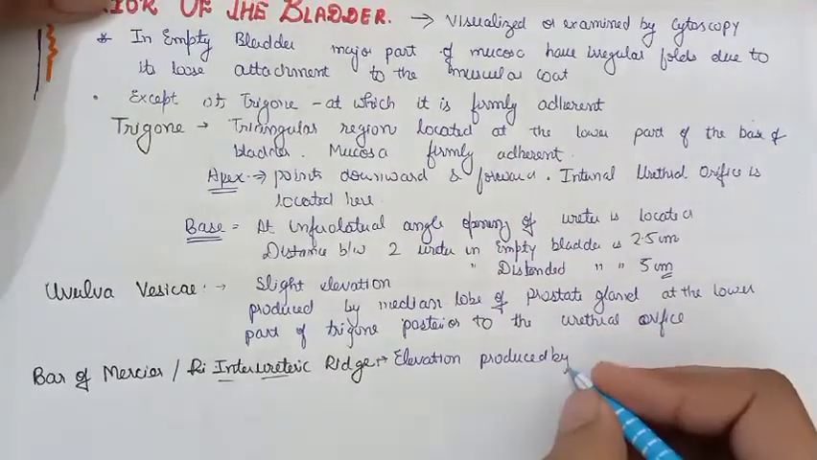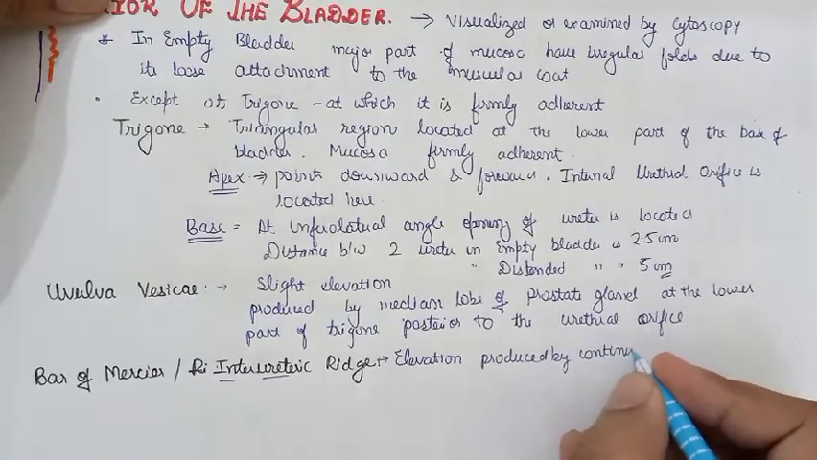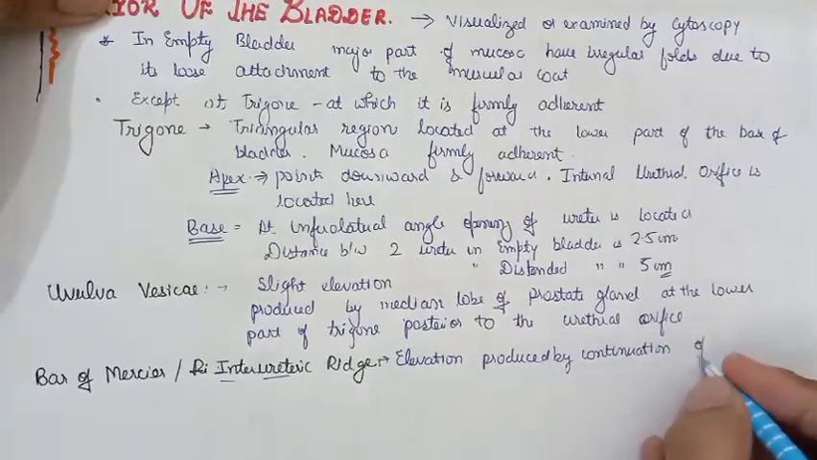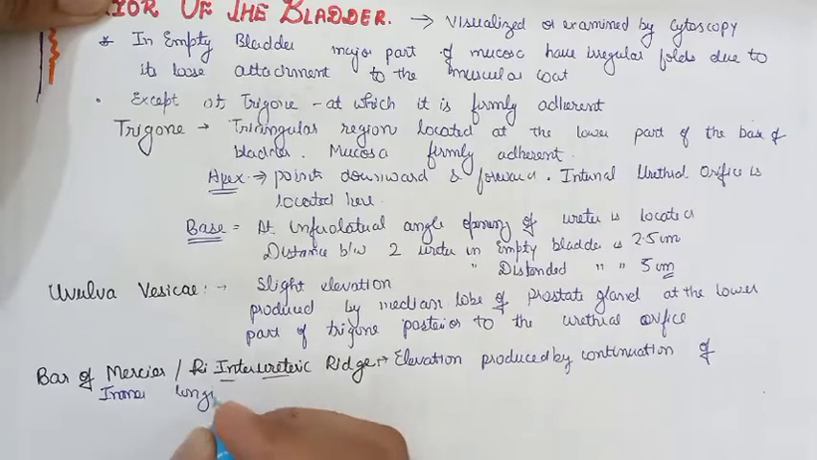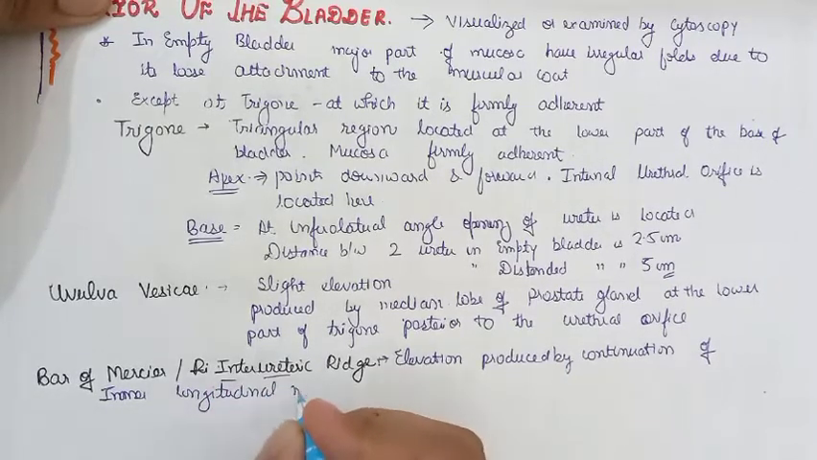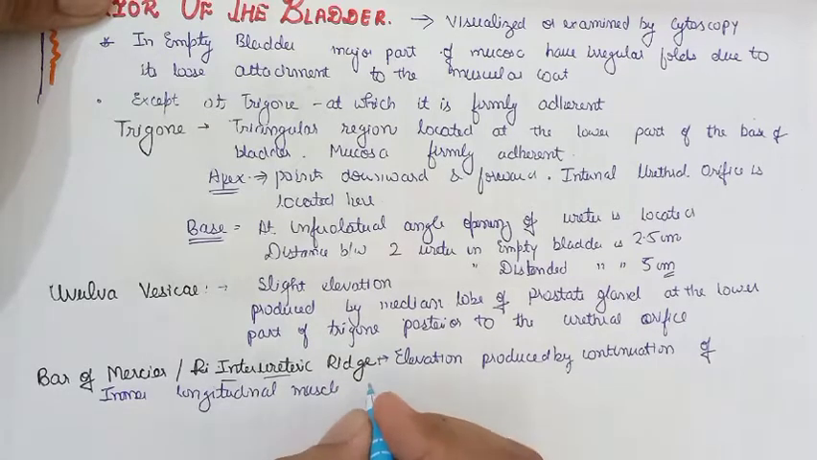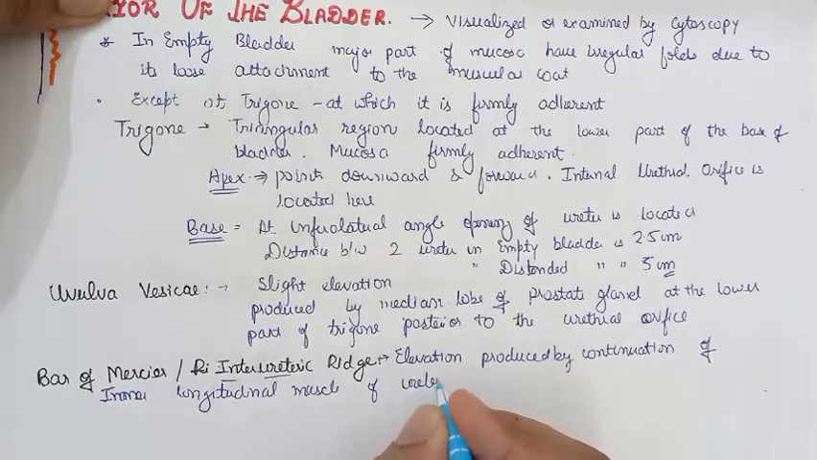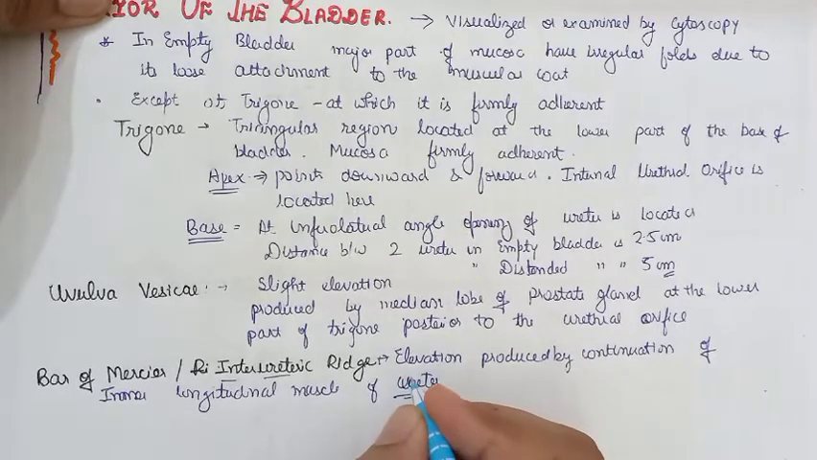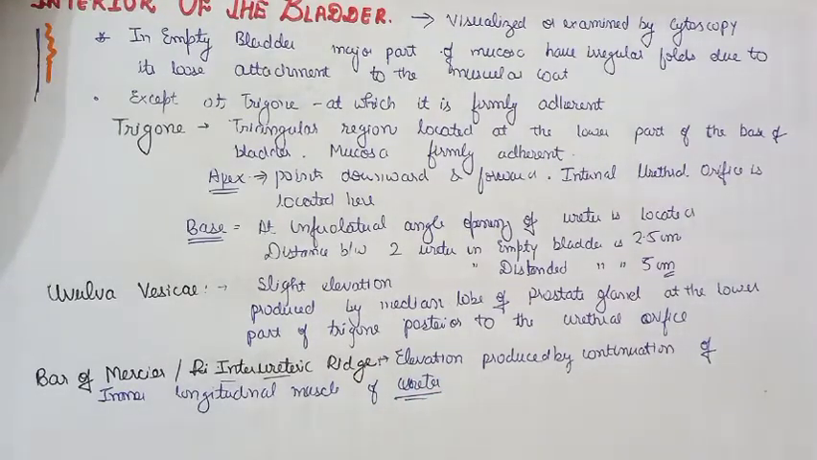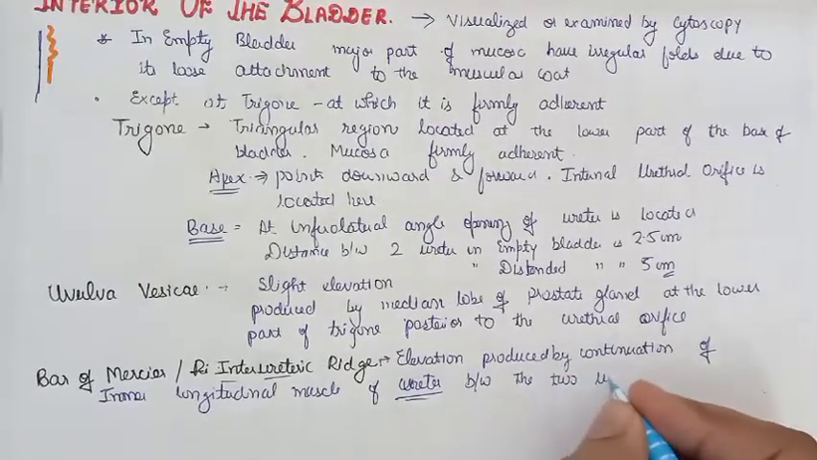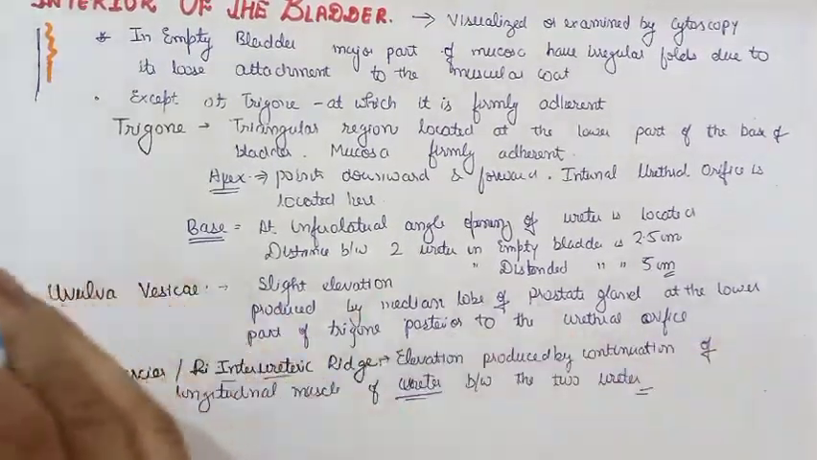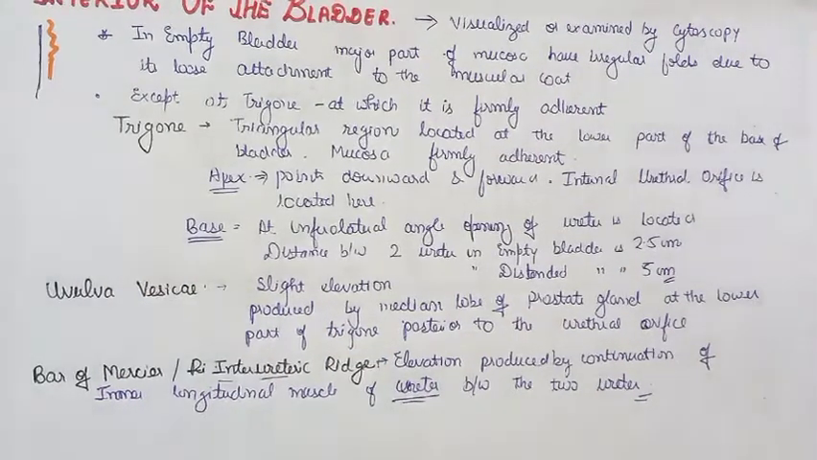So it is an elevation produced by the continuation of the inner longitudinal muscle of ureter. Note, it is ureter, not urinary bladder. These are actually the muscles of the ureter which continue at the trigone and form this elevation between the two ureters. Like this we completed the interior of the bladder in a very simplified manner.